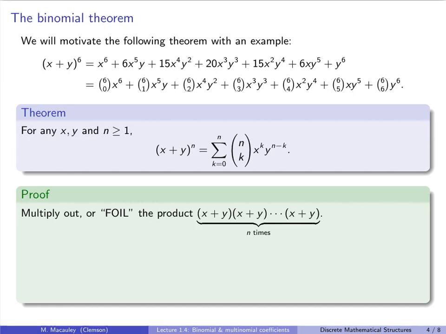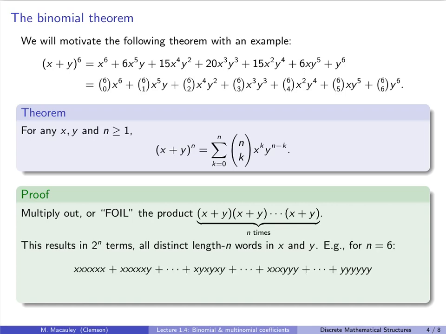I don't expect you to come up with something like this, but just qualitatively, you get 2 to the n terms, and all of them are going to be distinct length n words or strings in x and y. I think the easiest way to convince you of this is just to show you. For example, for n equals 6, let me write it up here.